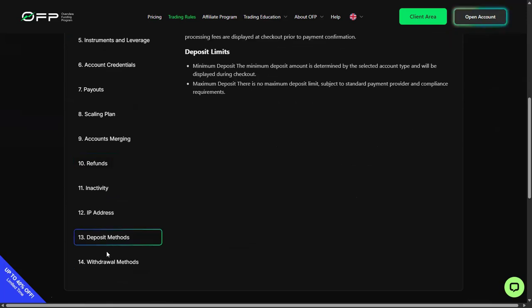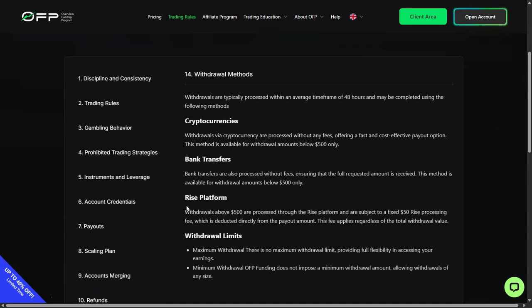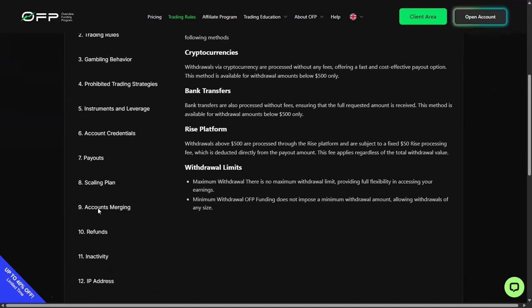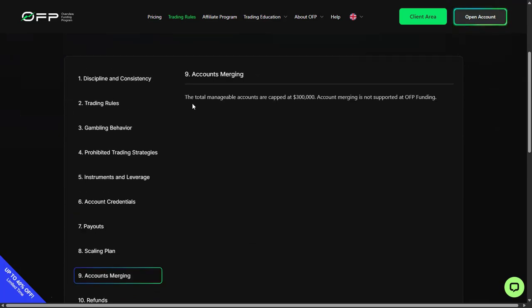Now, deposit methods and withdrawal methods. I don't think this is something I need to explain; you have to work that out by yourself. Then when it comes to account size, the total manageable accounts are capped at $300K after merging. Account merging is not supported at OFP, so you can't merge your accounts.